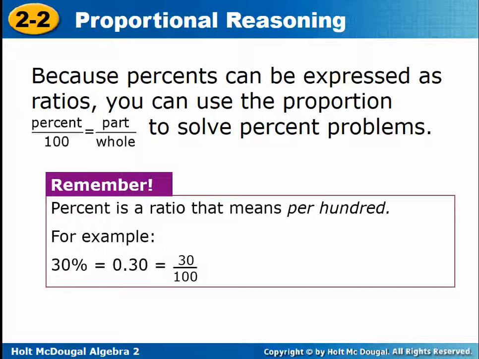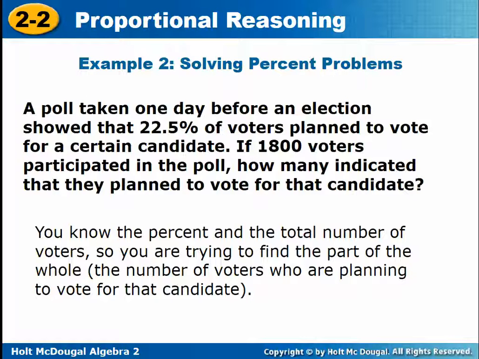All right, percents can be solved using proportions because a percent means per 100. So 30% can be written as 30 over 100. So then we can use this little proportion, percent over 100 equals part over whole, and we can use that to solve. So in this word problem, we have a percent, and we have a total, that's the whole, and it looks like we're looking for a part.